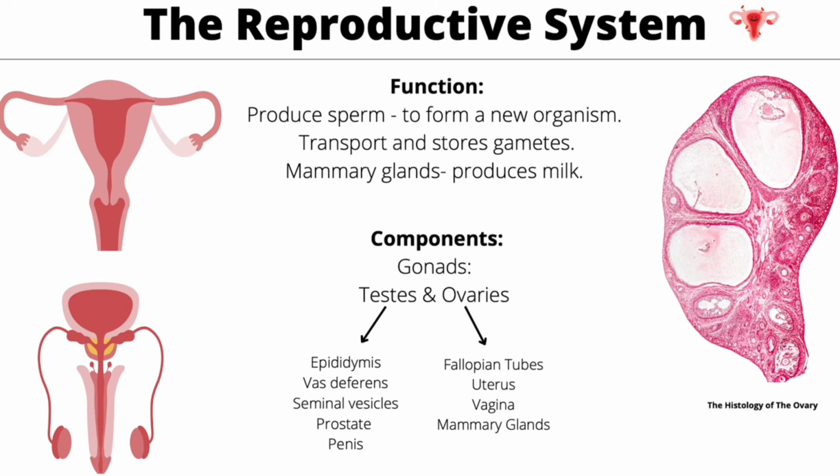Now, the testes is where sperm cells are created, and from there, the sperm cells move to the epididymis, which is a structure located on the top of the testes. The epididymis stores sperm cells and has a job of bringing them to maturity so that they'll be able to fertilize eggs from the ovaries.